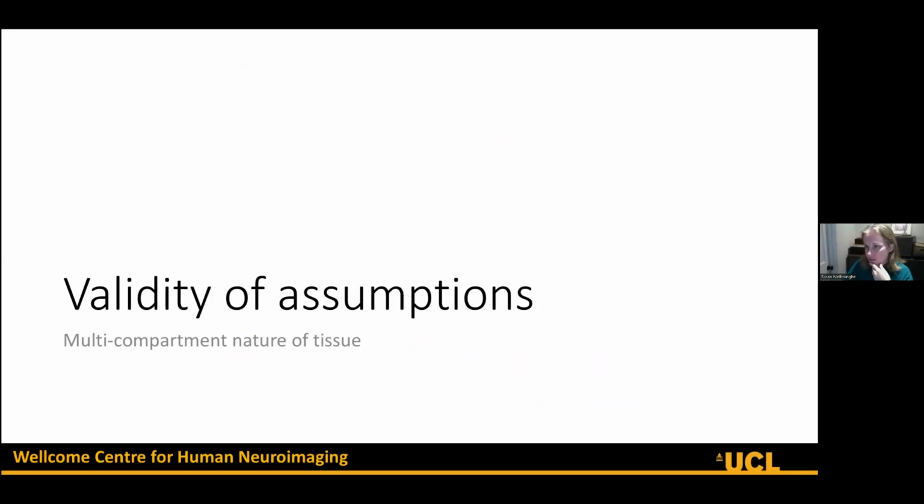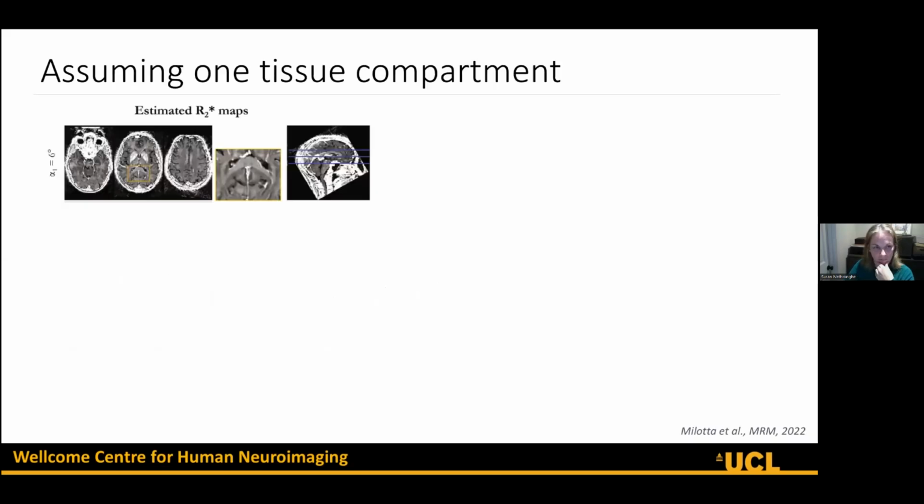Now let's consider a different way in which we might introduce errors into our measurement. And that's by having assumptions that may or may not be valid. And what I want to focus on specifically is the multi-compartment nature of the tissue. So we saw at the start that actually within grey and white matter, there's a very complex microstructure. And so there is a lot of heterogeneity within a voxel. And we don't always account for that.